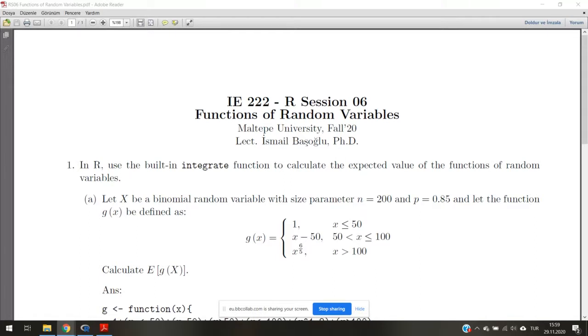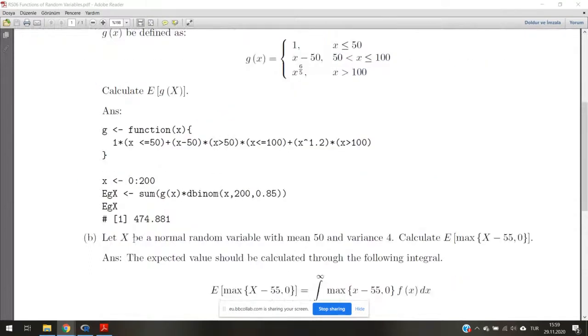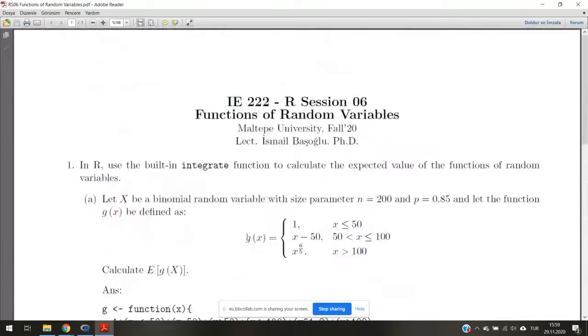Therefore, in our first practice, we are going to learn how to calculate the expected value of a function of a discrete random variable, such as the binomial random variable. And in the second application, we are going to learn how to calculate the expected value of a function of a continuous random variable, such as the normal random variable. So let's start with our first practice.